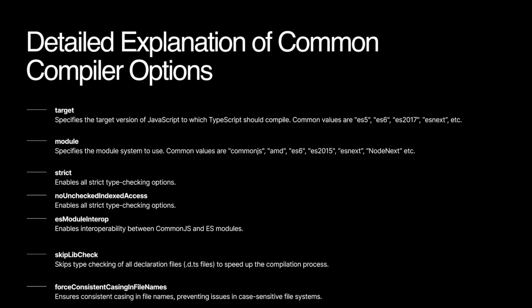And then for target, it specifies the target version of JavaScript to which TypeScript should compile. Common values are ES5, ES6, ES2017, and ESNext, which means the latest version. Module specifies the module system to use. Common values are CommonJS, AMD, ES6, ES2015, ESNext, and NodeNext.